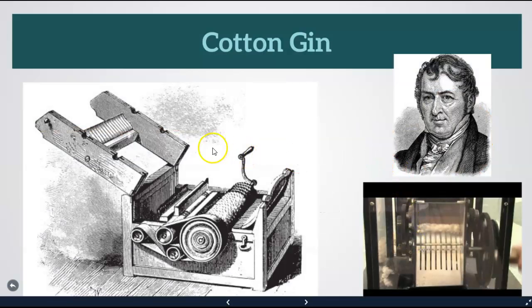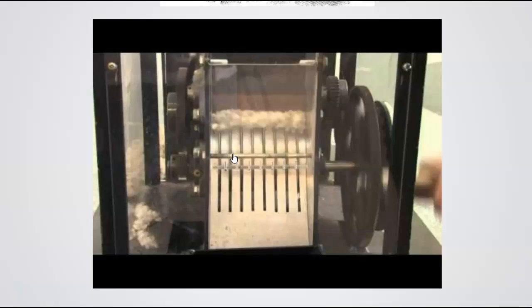So here's what it would look like if you crank it by hand. The video will show you one that's not cranked by hand.